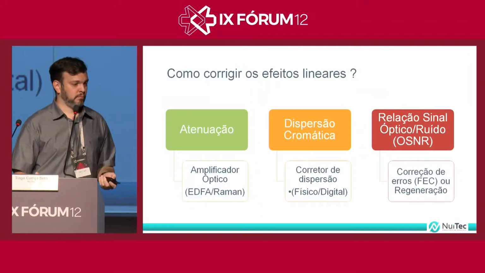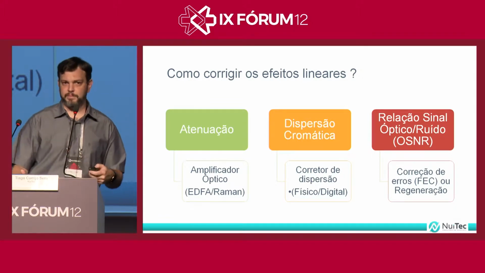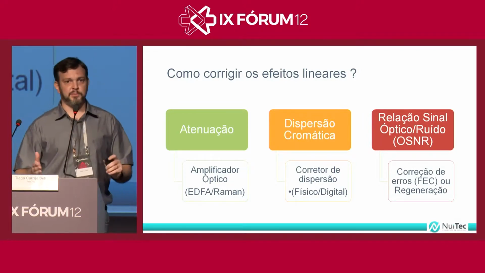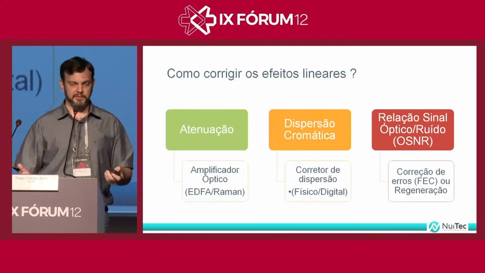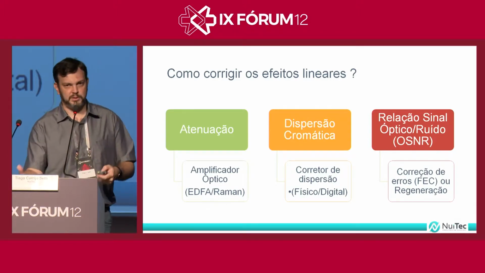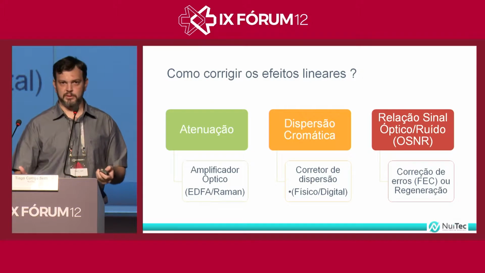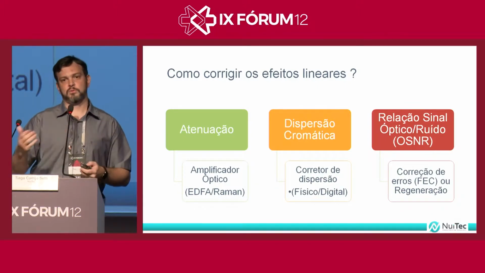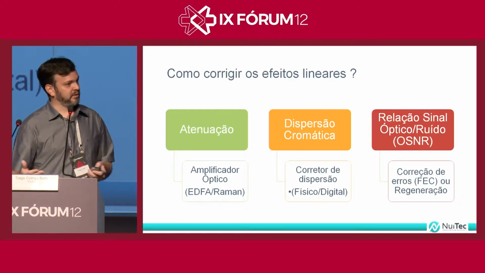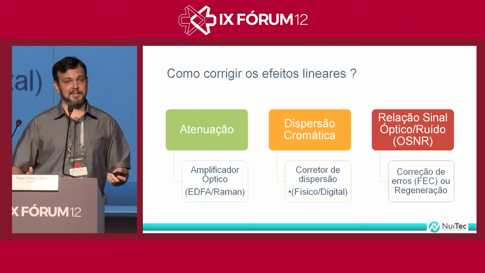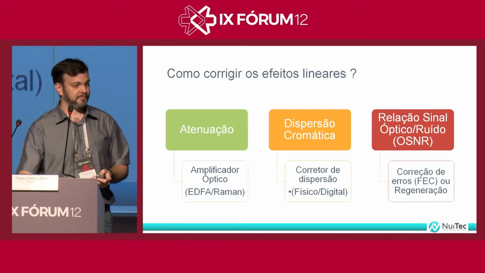How do you resolve these effects? The problem of attenuation. You resolve it in implementing an amplifier. It can be an EDFA. Sometimes it's called Pre, Booster, and Raman. That is another type of amplifier used in WDM networks to amplify the light signal that suffered attenuation. Chromatic dispersion, you put a corrector of chromatic dispersion, can be physical or digital. You have a DSP that does it for you and offsets the dispersion in an electronic fashion and not in a physical way.